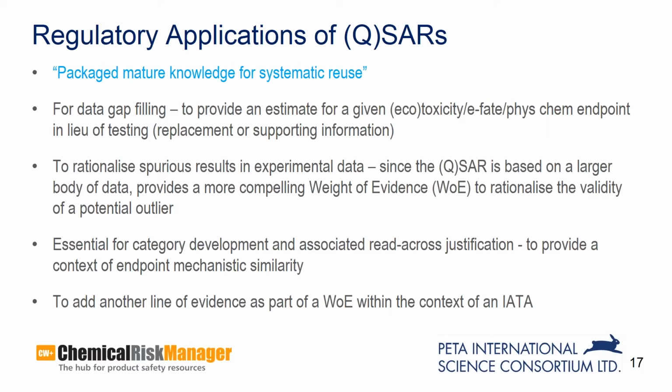We can also use computational methods to help us understand spurious results in experimental data, and they're quite often a useful tool and has enabled us to rationalize poor experimental data or even erroneous experimental data. And they can also provide, as we'll see, a component to a weight of evidence to help understand a particular decision. QSARs and SARs are essential for the development of read-across justifications. We'll hear more about that, and have often been used to understand chemical similarity, leading hopefully onto mechanistic similarity. And as I've alluded to, overall computational methods do provide another line of evidence, or provide weight of evidence within the context of IATA, which we'll hear about later. Next slide.